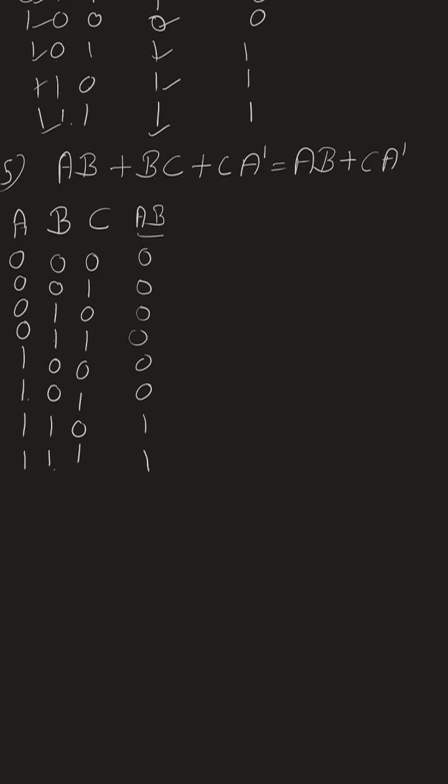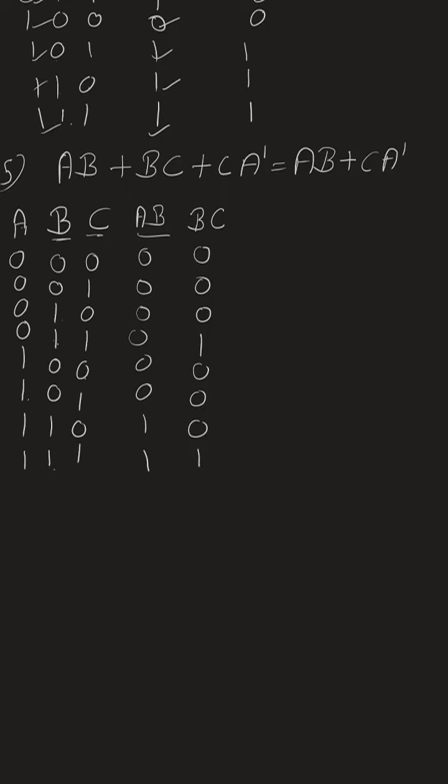Okay, now we need BC, so you can write down here BC. So here this is our B and this is our C. So you can multiply 0 with 0 is 0, 0 multiply 1 is 0, 1 multiply 0 is 0, 1 multiply 1 is 1, 0 multiply 0 is 0, 0 multiply 1 is 0 again, 1 multiply 0 is 0, and 1 multiply 1 is 1 here.